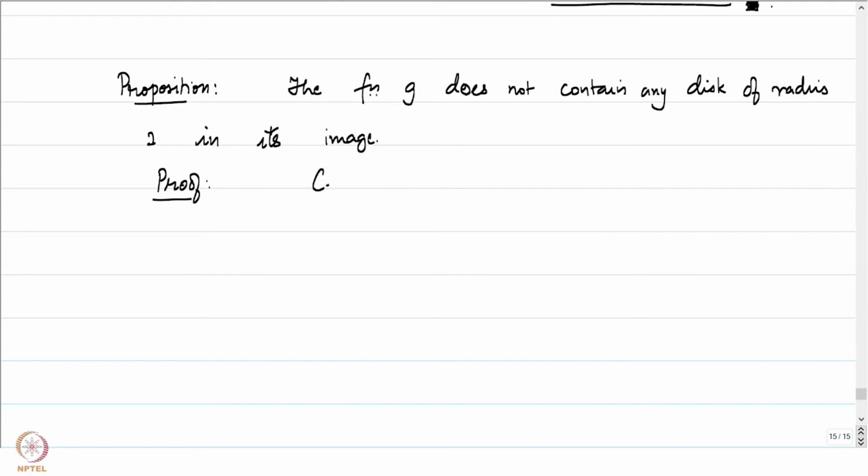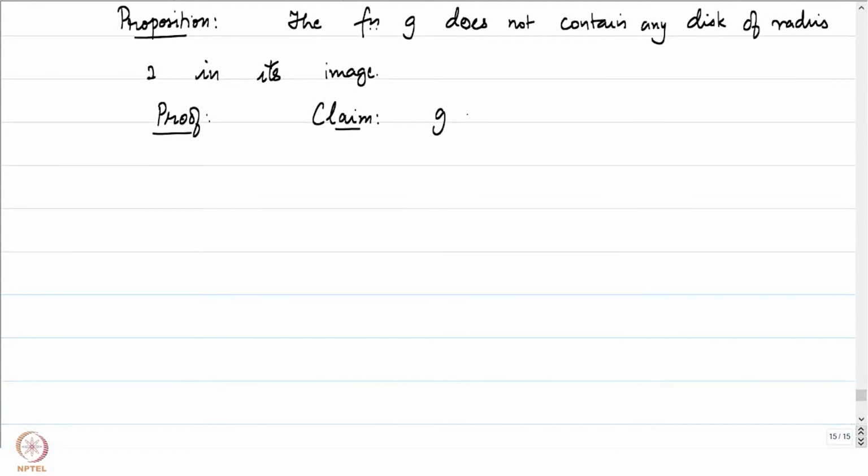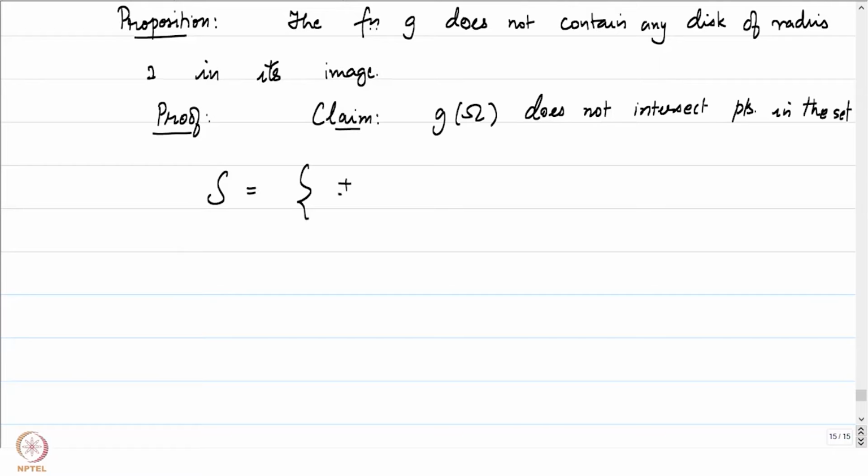The first claim here is that g of omega does not intersect points in the set capital S, which is given by plus or minus log of root n plus square root of n minus 1, plus half of i m pi, where n is greater than or equal to 1, positive integers, and m belongs to the integers.